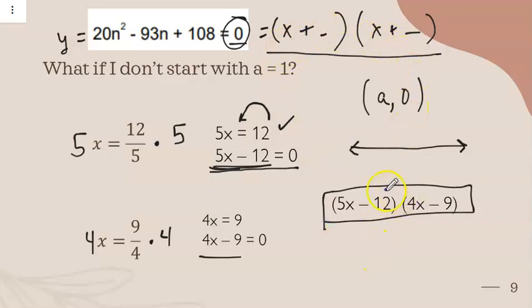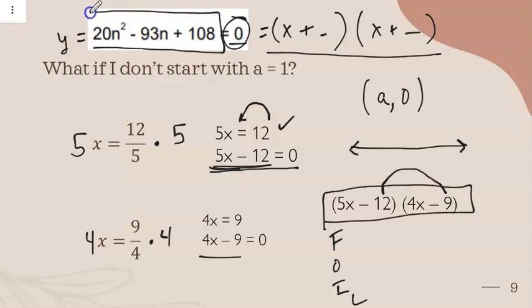If I was to FOIL this, you get your first, outer, inner, last, okay? And if I was to FOIL it, I would get this as my answer. So you're kind of doing it backwards. If you had done the foiling, and you've probably done a lot of the foiling, now you have to undo the FOIL, which is to factor it. If I multiply negative 12 times negative 9, I get positive 108. And that's where that's coming from. Hopefully that helps a little bit and you understand parabolas and the quadratic formula a little bit more.